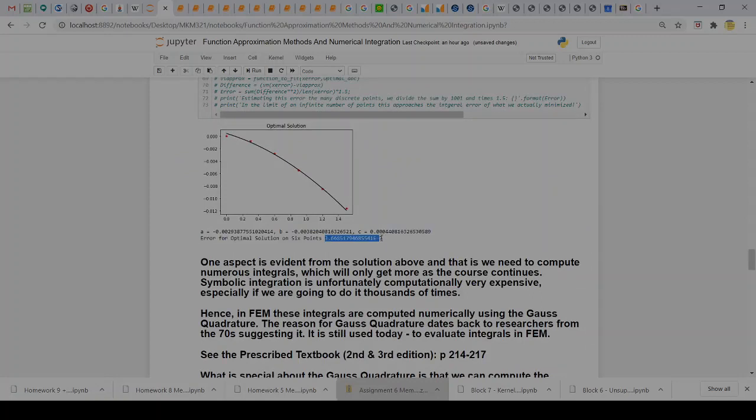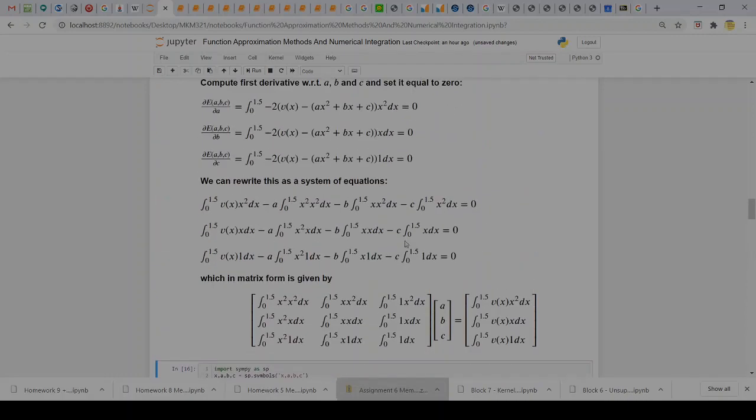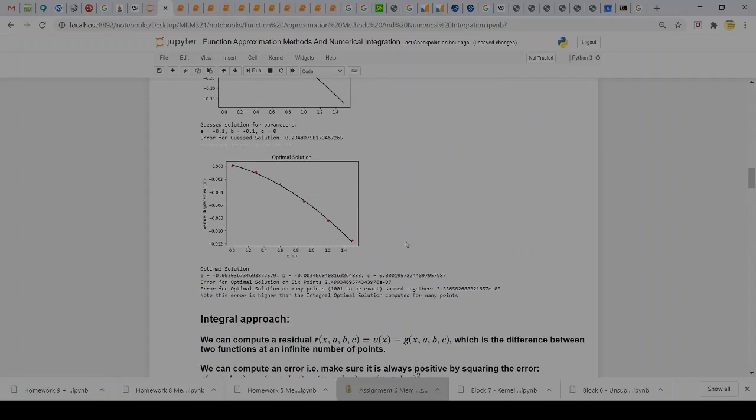What I want you to note now is that the error here on the 6 points, if I compute the error for this integral solution on these 6 points, that error is 3.66E7. The error when I optimized, when I had the optimality criterion for those 6 points using the discrete approach, is 2.5 E minus 7.